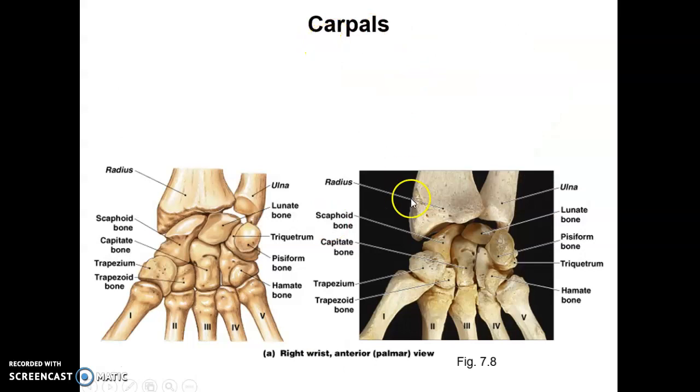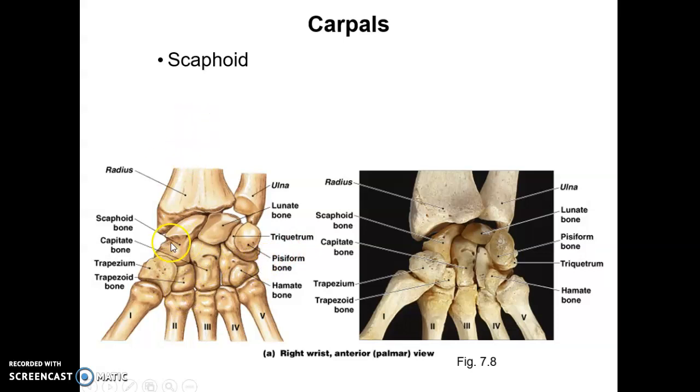Okay, let's move to the wrist bones. Our carpals, 8 of them in each wrist. So we'll start with the scaphoid. So this is the right wrist, anterior view, palm facing forward. This Roman numeral 1 is metacarpal 1, heading towards the thumb, and this 5 is metacarpal 5, heading towards the pinky. Okay? So anatomical position, palms facing forward, right wrist.